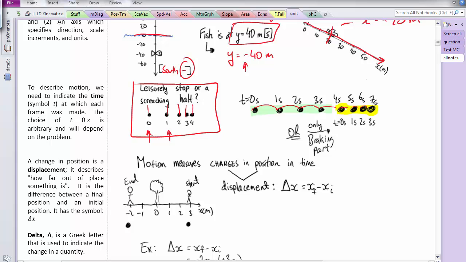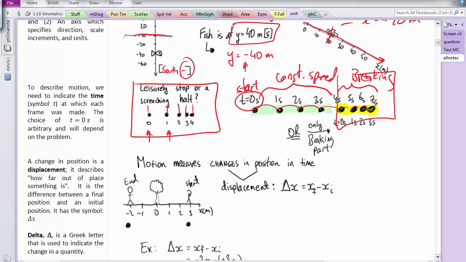Now, when we specify time, we can choose time equal to 0 wherever we like. We can choose this as a start, because maybe we're interested in the part where it's going at constant speed, and then here is the braking part. But maybe we're just interested in the braking part. So we don't have to start at 4 seconds. We can just reassign this frame as time equal to 0 if we do not care about this part over here. What we call time 0 will depend on the problem that we're faced with.